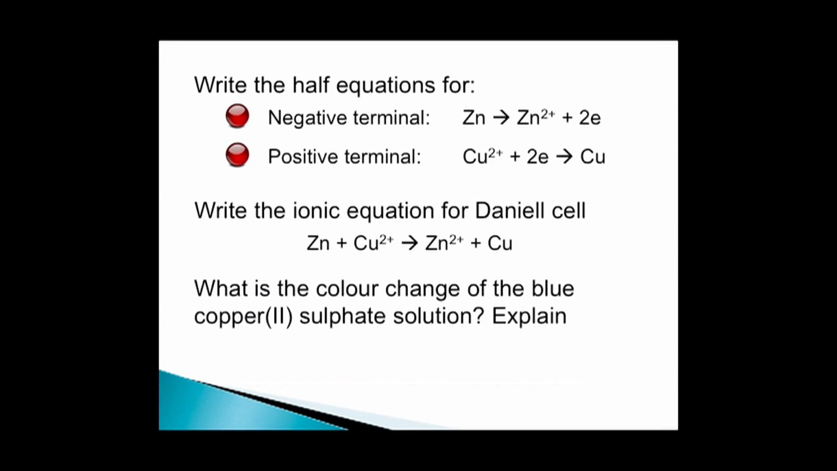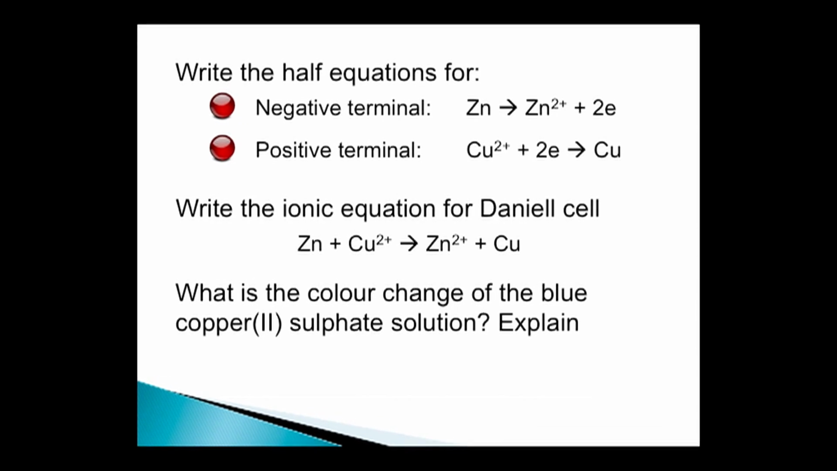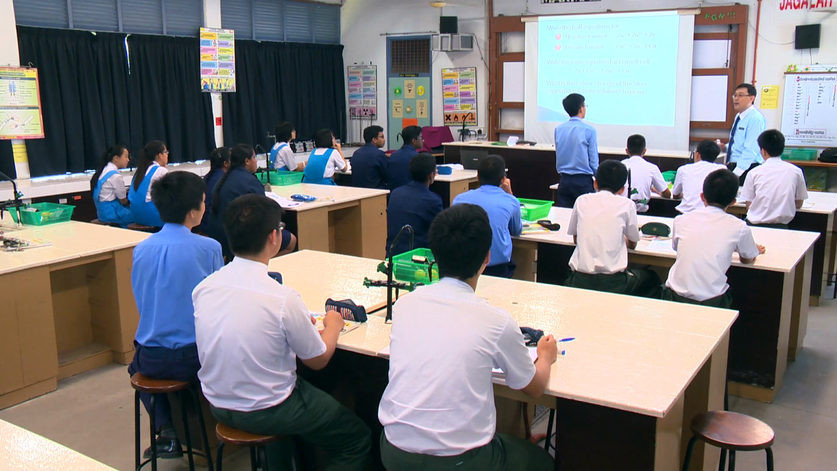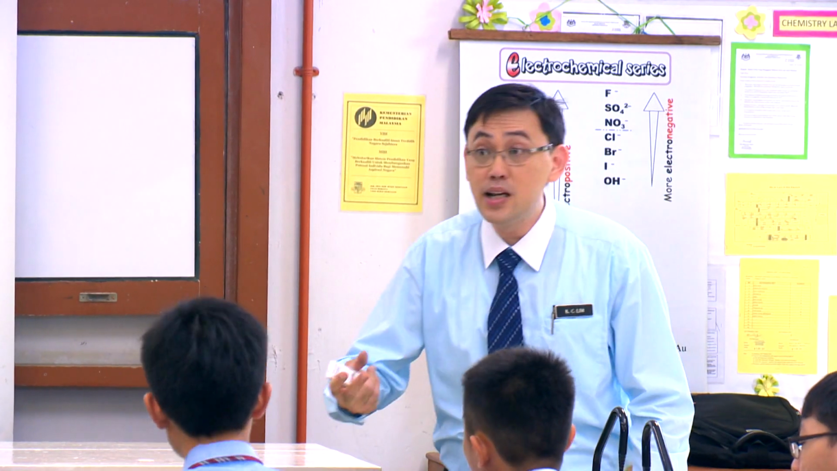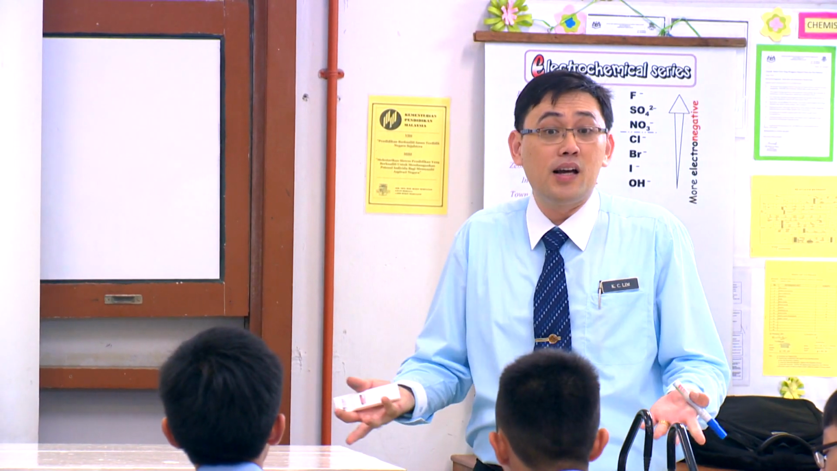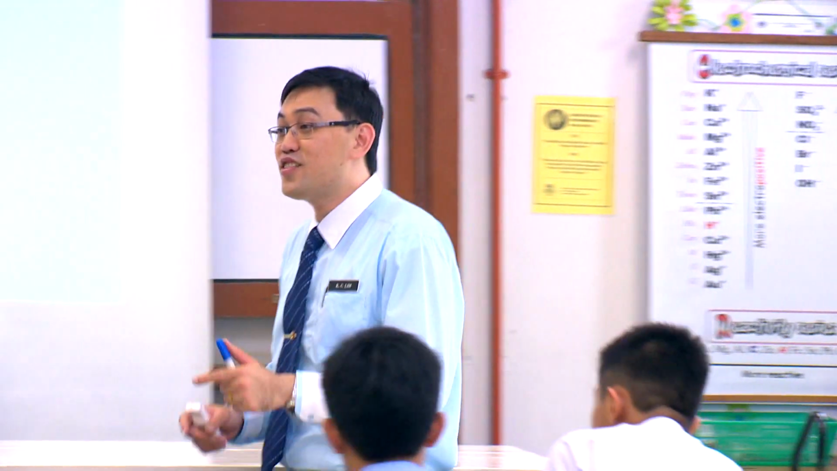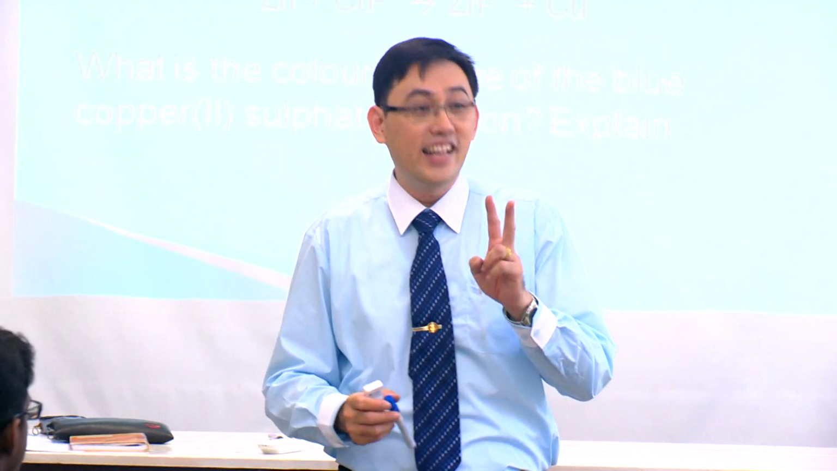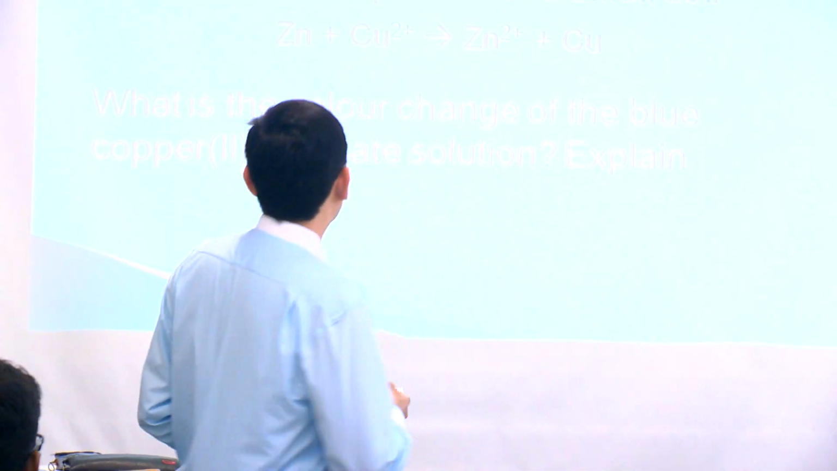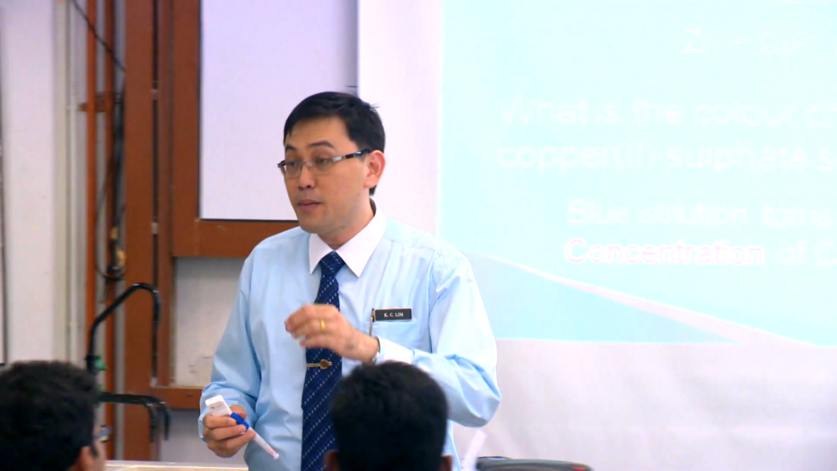What is the color change of the blue copper 2 sulfate solution? Wilson? Blue solution turns paler. Correct. The blue solution will turn paler. If you ask me why it turns paler, or maybe Melvin, can you help me? Why does the solution turn paler? Because the concentration of copper 2 ion decreases. Correct. Because the concentration of copper 2 ion decreases. So this is what we say: the blue solution will turn paler.